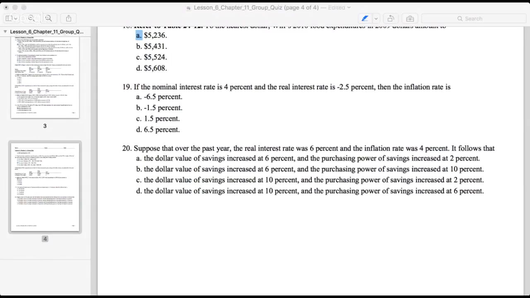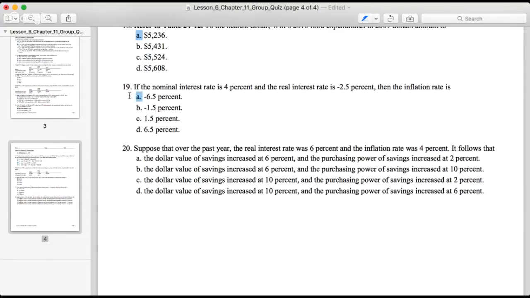Well, the real interest rate is equal to nominal minus inflation. The nominal is 4 and the real is negative 2.5, trying to figure out the inflation rate. So you'd set it up negative 2.5 is equal to 4 minus X, where I put X in for the inflation rate. If you subtract 4 from each side, you get negative 6.5 equals negative X. So you multiply by negative 1, which gives 6.5 equals X, right? Yep, that is right.